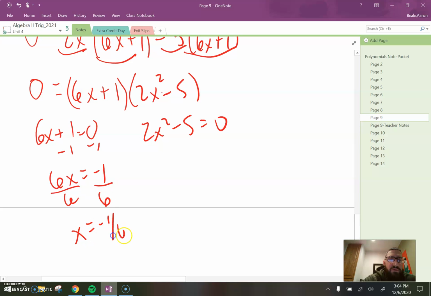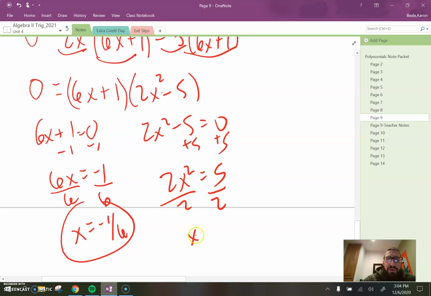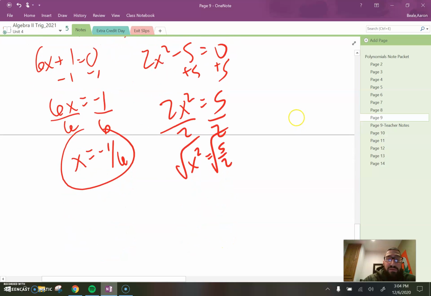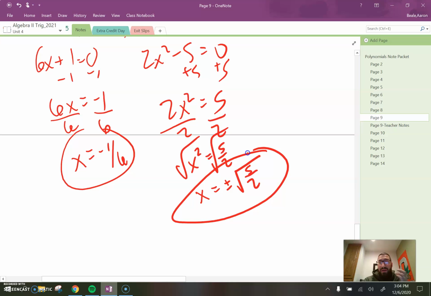So we get x equals negative 1/6. We add 5. We have 2x squared equals 5. Divide by 2. We have x squared equals 5 halves. This is still square rooting, so we get x equals a positive negative answer, but this time we don't have any i's. We just have an irrational number, because 5/2 isn't going to be something nice.